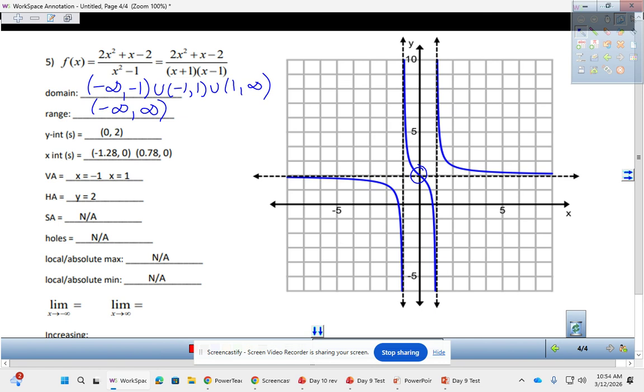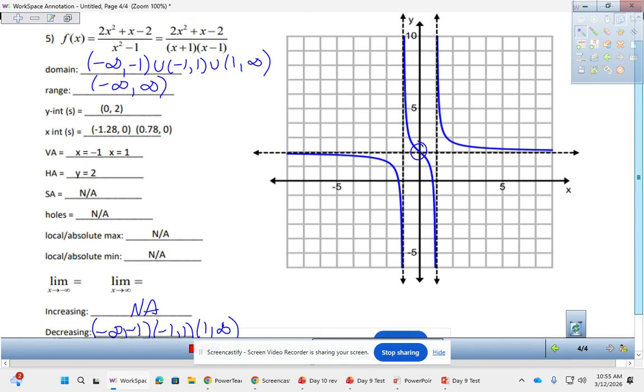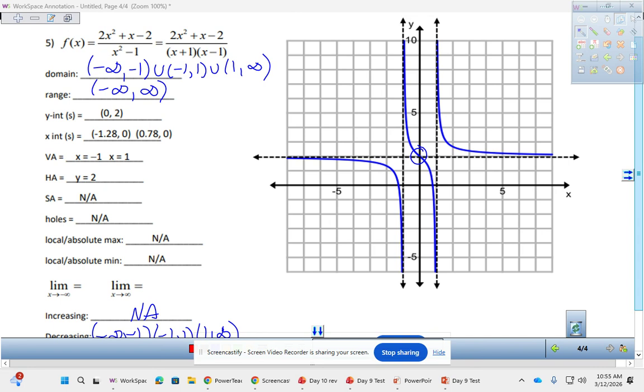All right, so normally we would go negative infinity to 2, 2 to infinity, but because it goes right through 2, it's negative infinity to infinity. In terms of my intervals, if I'm reading this left to right, they're all decreasing. They're all going down. So I'm going to put all my domain intervals in the decreasing spot. So you're using the domain intervals when you're describing this. Anybody have questions on those three parts of that graph?